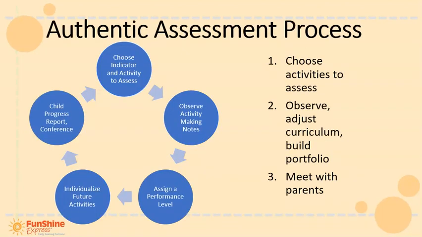Authentic assessment with FunShine Digital is broken into 3 easy steps which create an assessment cycle. It begins with research-based curriculum with standards identified within activities. Your observation notes will help you individualize future activities to help children grow. Finally, you'll meet with parents to discuss progress.